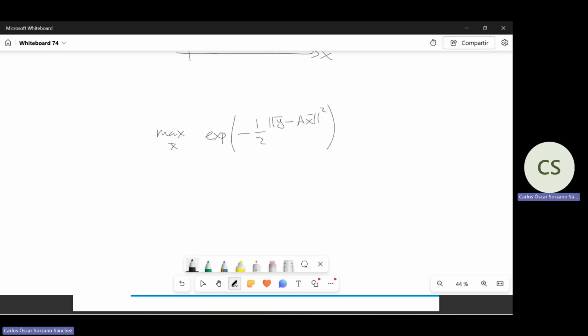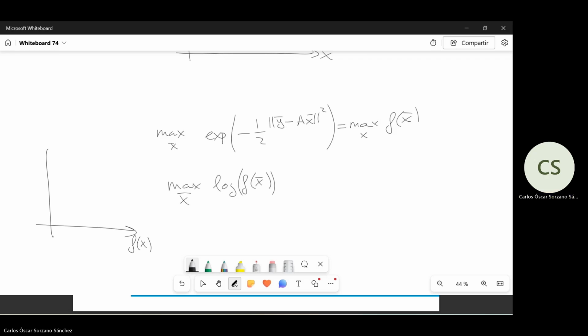You want to maximize that with respect to x. But with the exponential it is non-linear. It seems to be something complicated. So this is maximizing over x and trying to maximize that. What if I instead maximize the logarithm of f of x? So the logarithm is a function like this. This is f of x. This is the logarithm of f of x.